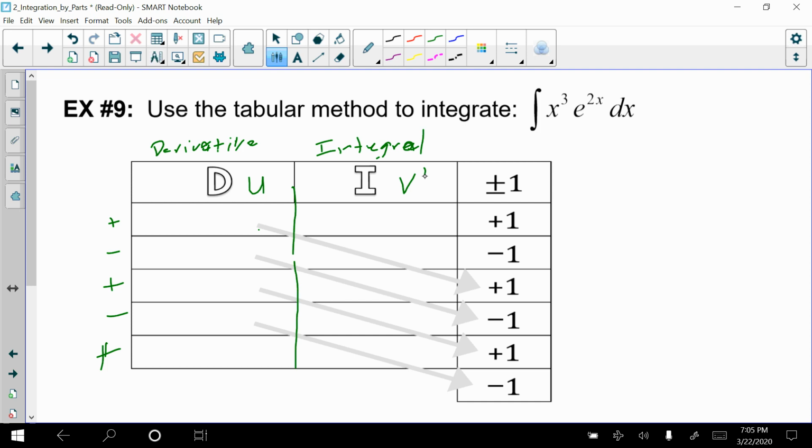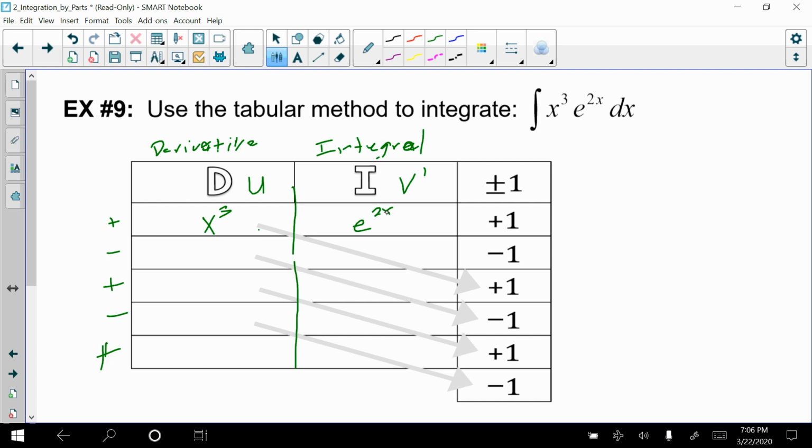So in this case, I'm going to select the U component to be the x cubed term in the expression that we're trying to take the integral of. So by default, V prime is going to be e to the 2x power. And you don't really need to write the dx, but if you do, it's not a big deal. That's what we're going to be taking the integral of.